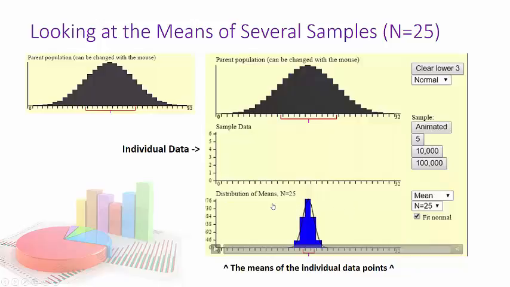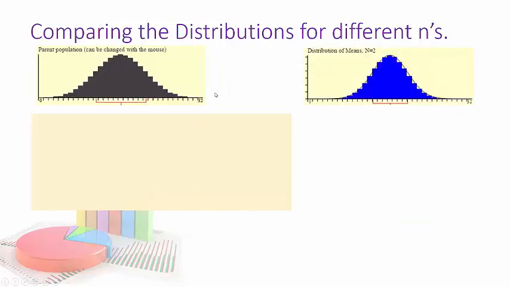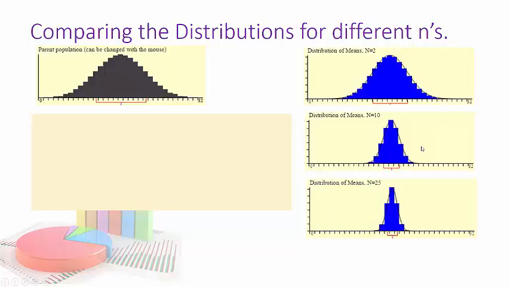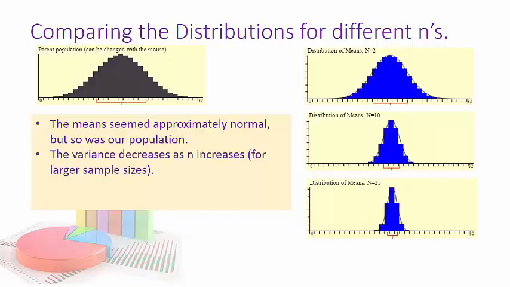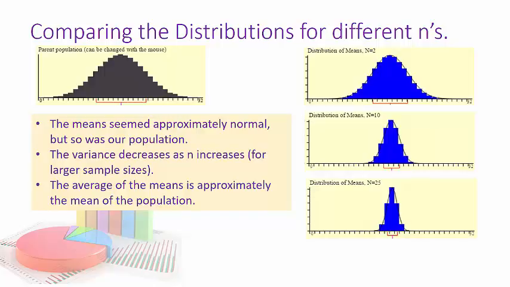So what do I mean by that? Well, look at this. Here is the parent population, right? And here's the distribution of means when I took the mean of 2 samples. Now when I did 10 and when I did 25, you can see that it narrows. So the mean seemed approximately normal, but so is our population. So that kind of makes sense. The variance decreases, the spread, as n increases for larger sample sizes. And the average of the means is approximately the mean of the population. So the means are the same. If you go look over here and try to measure it over here, it should look like it's in the same spot.